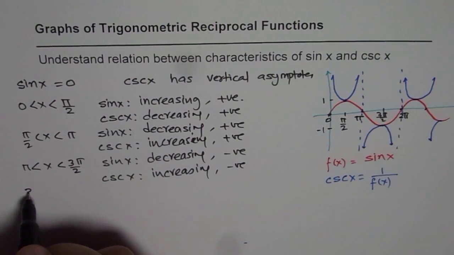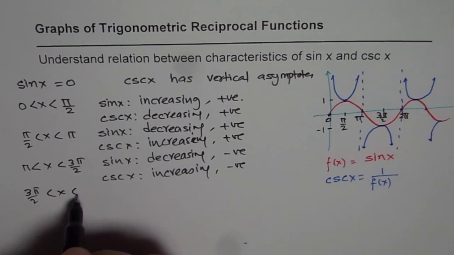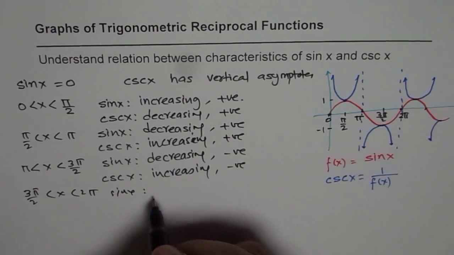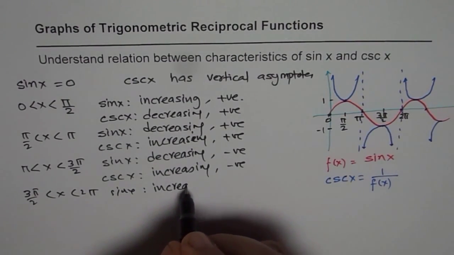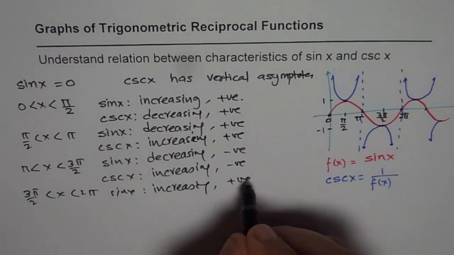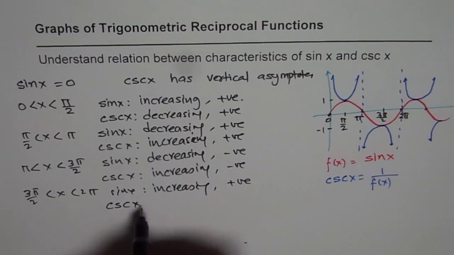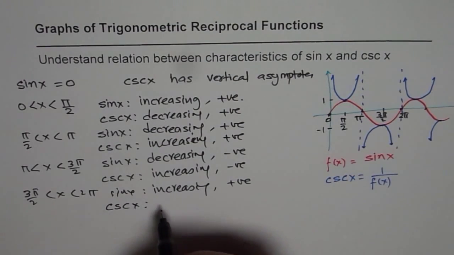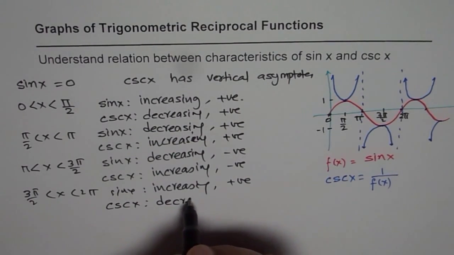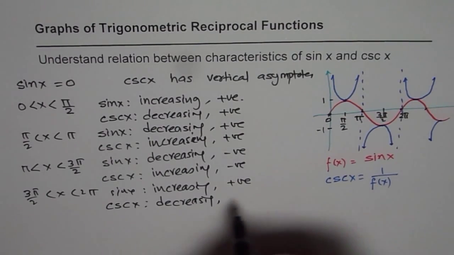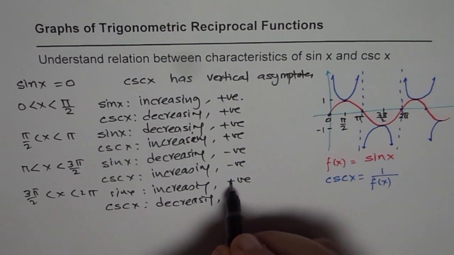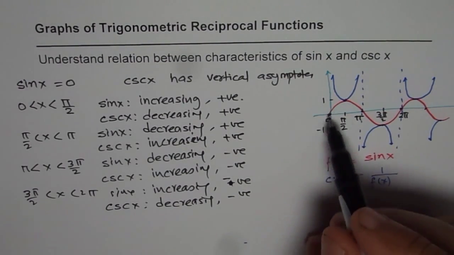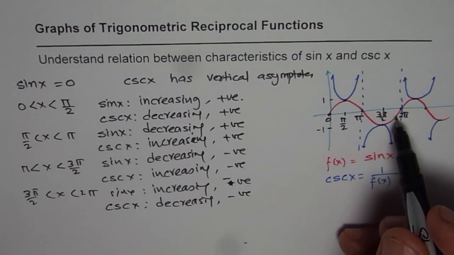Now from 3 pi by 2 to 2 pi, sine x is actually increasing, but it is negative. As far as cosecant x is concerned, it is decreasing from minus 1 to minus infinity. Do you see that? So it is decreasing and it remains negative. So that is how sine x and cosecant x are related.